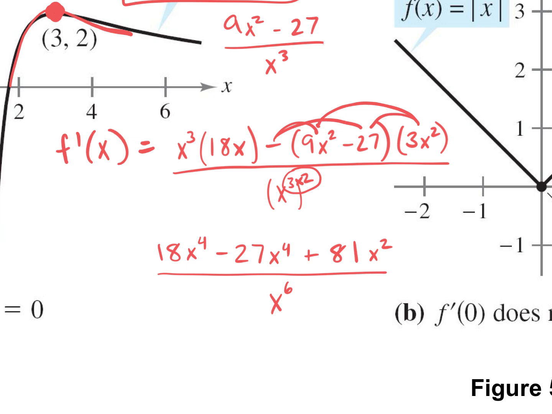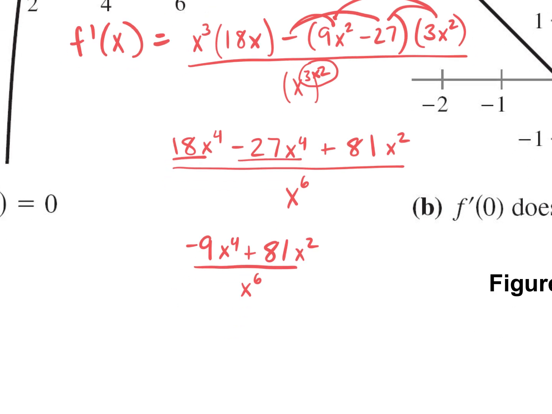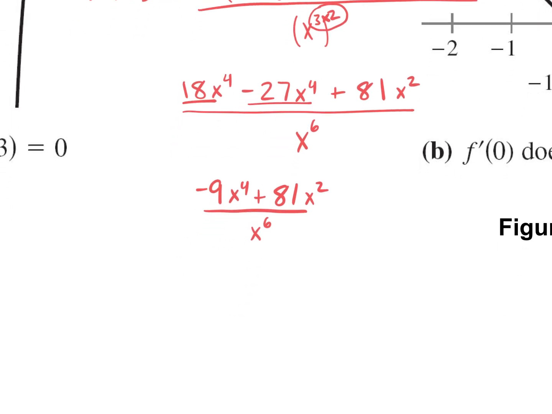We can simplify some more. 18x to the fourth power minus 27x to the fourth power would be negative 9x to the fourth power plus 81x squared over x to the 6. Can we simplify it any more? We can take out an x squared on top. What else can we take out? I'll take out a negative 9x squared.